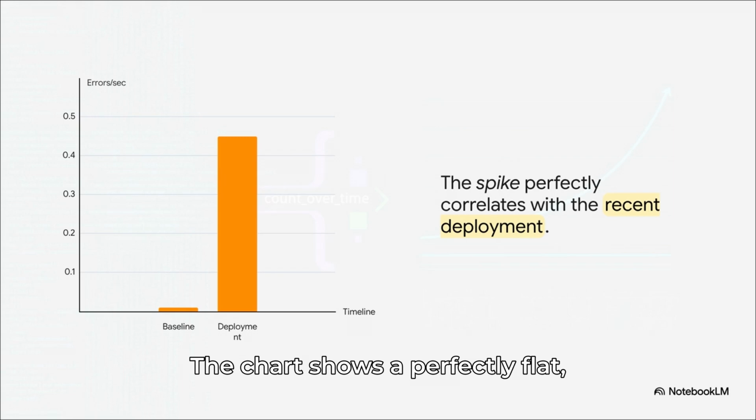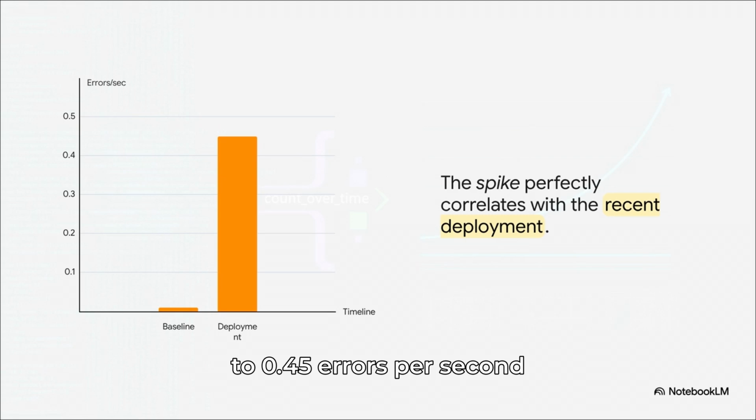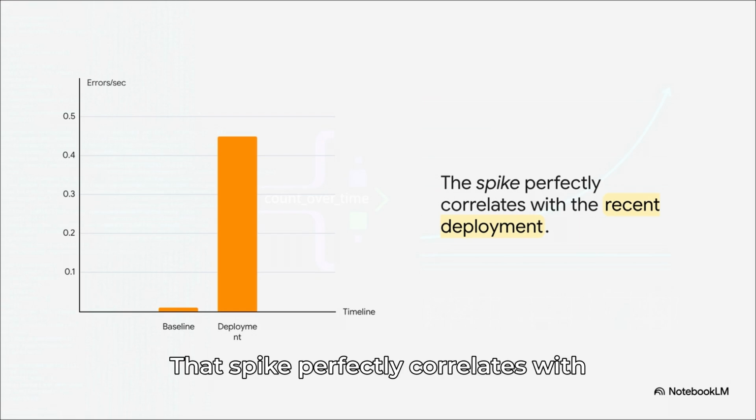The chart shows a perfectly flat, healthy baseline of 0.01 errors per second, and then an immediate, massive spike to 0.45 errors per second right at the exact end of the timeline. You now have definitive visual proof. That spike perfectly correlates with the recent deployment event.